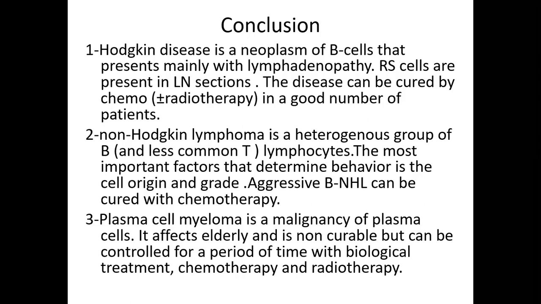A plasma cell myeloma is a malignant disease of the plasma cells. It affects the elderly and it is an incurable disease, but can be controlled for a period of time with biological treatment, chemotherapy, and radiotherapy, and autologous bone marrow transplantation.